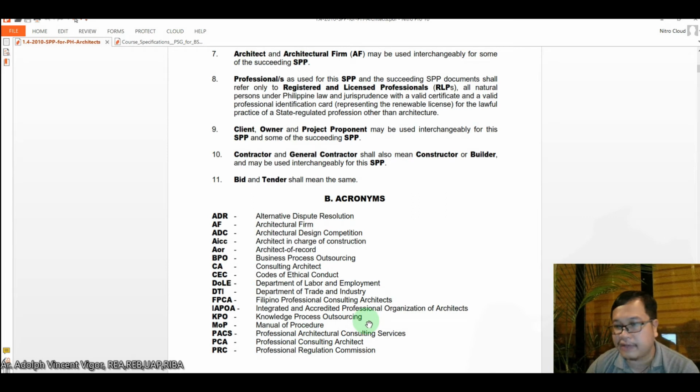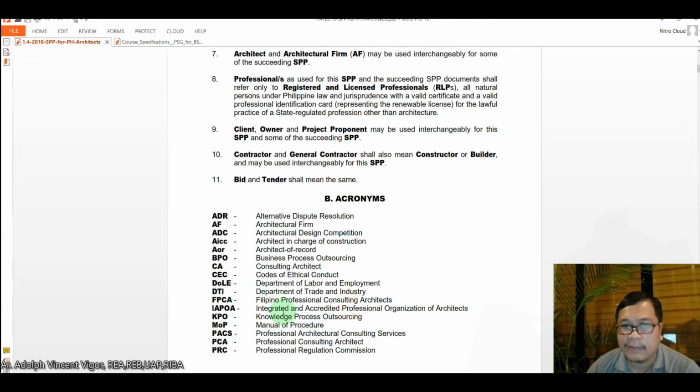Okay, so these are some of the acronyms that you must familiarize yourself with. So ADR, Alternative Dispute Resolution. AF, Architectural Firm. ADC, Architectural Design Competition. AICC, Architect in Charge of Construction. AOR, Architect of Record. BPO, Business Process Outsourcing. CA, Consulting Architect. CEC, Code of Ethical Conduct.